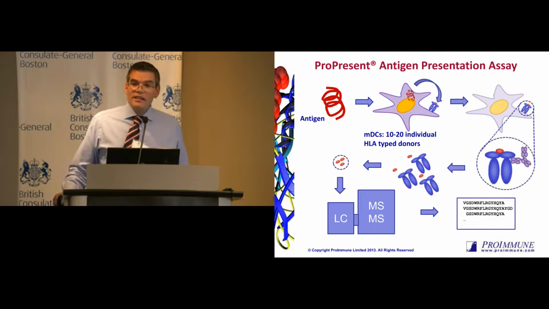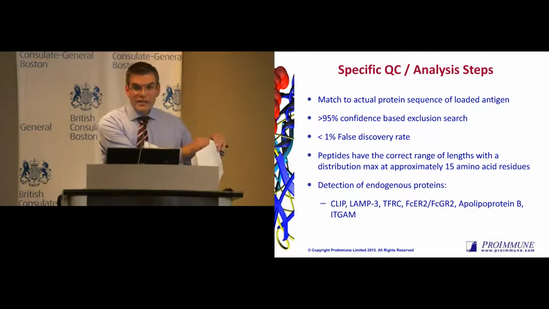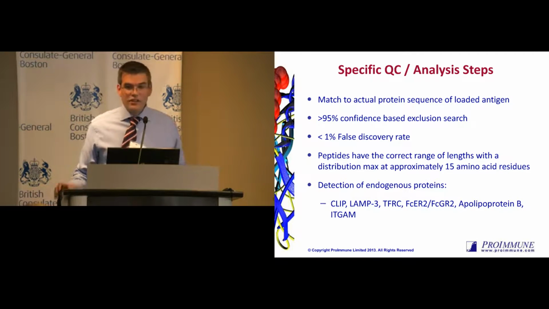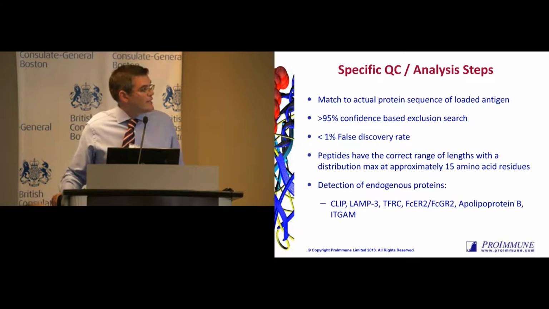To do this, we need to know the sequence of the antigen, and we also need the full human proteome sequence, of course, in the database. So we actually generate a unique database which contains the full human proteome plus the full sequence of the antigen of interest. There are a number of different QC steps which are needed to carry out this analysis. What we're really doing is matching the actual protein sequence of the loaded antigen, so we're identifying which peptides are presented to a high degree of confidence. This is using standard proteomic methodology, so we have a greater than 95% confidence-based exclusion search.